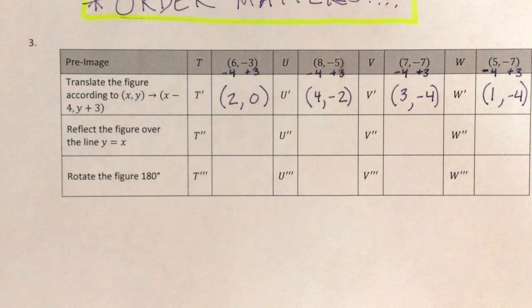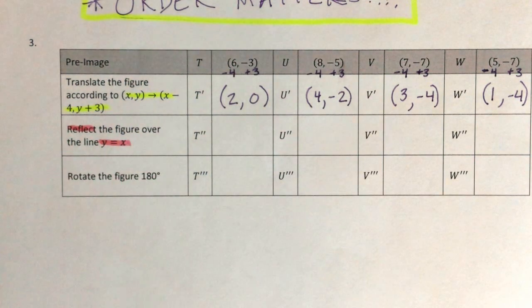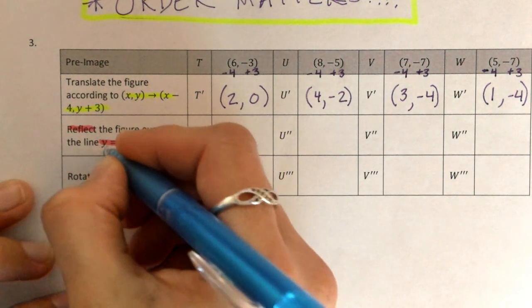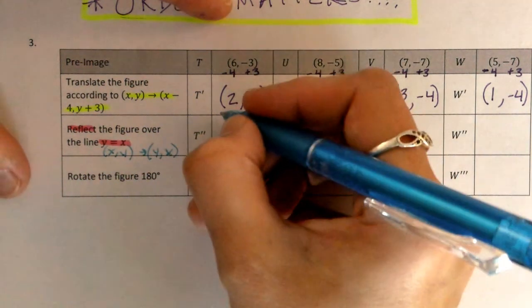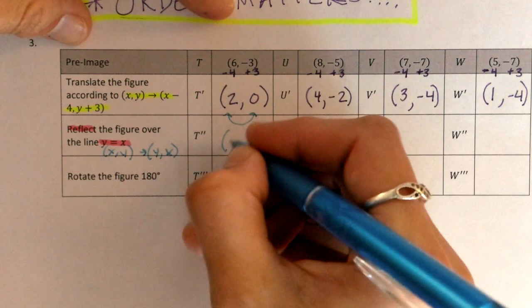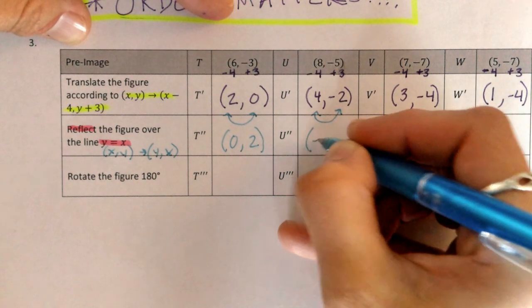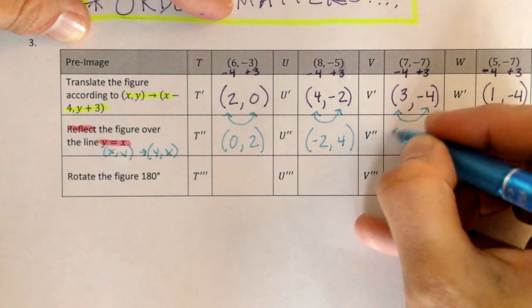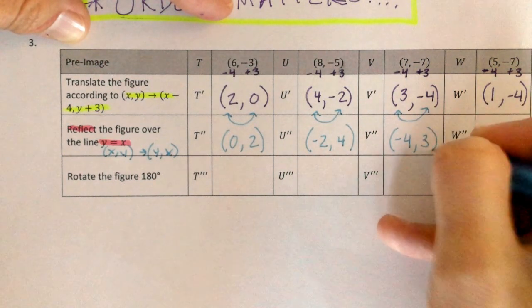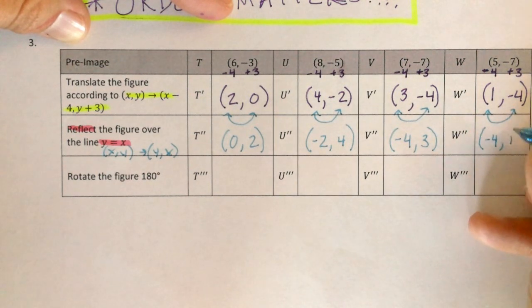Okay? So that's going to be our translating here. Next, we're going to reflect over y equals x. Remember that this is just simply, we're just going to rewrite it so we're getting used to the rules. Just switch them around. So switch these around for T double prime, 0, 2. For U double prime, switch them. We got negative 2, 4. V double prime should be at negative 4, 3. And W double prime, negative 4, 1.